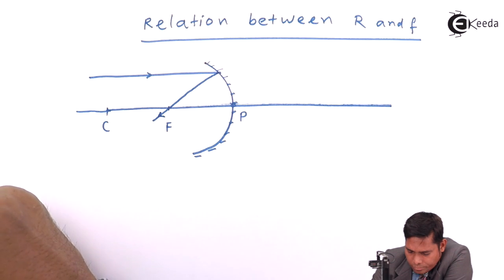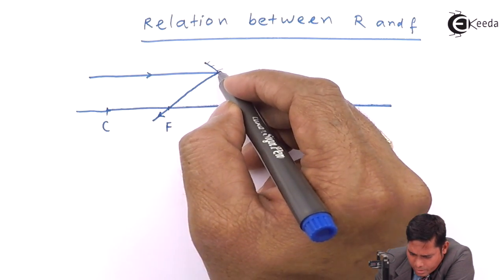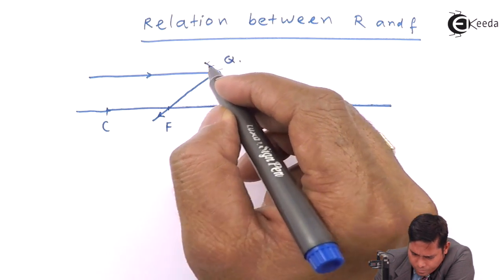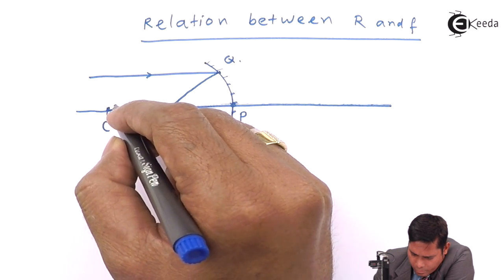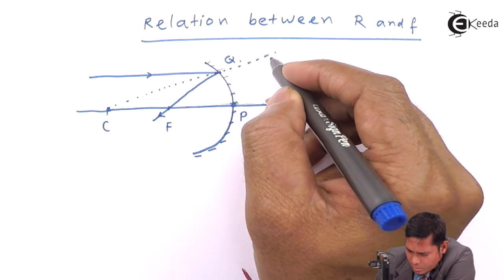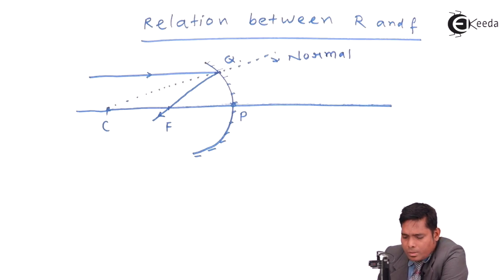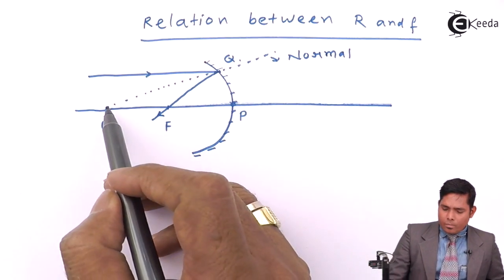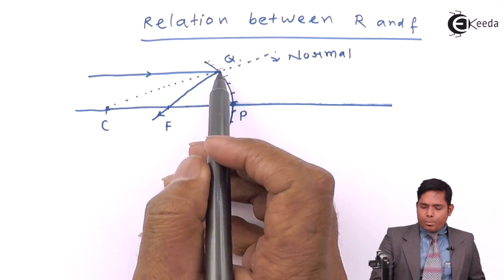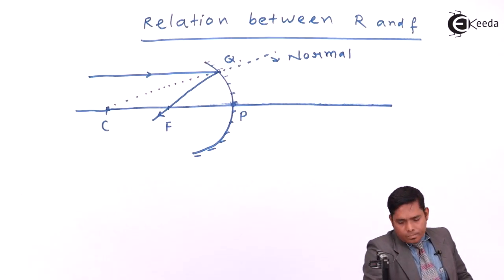Now, if I join C with any point, say Q, I will join like that with a dotted line. This dotted line is the normal, that we have already discussed. If you connect a line from point C with any point on the mirror, that will always be a normal.